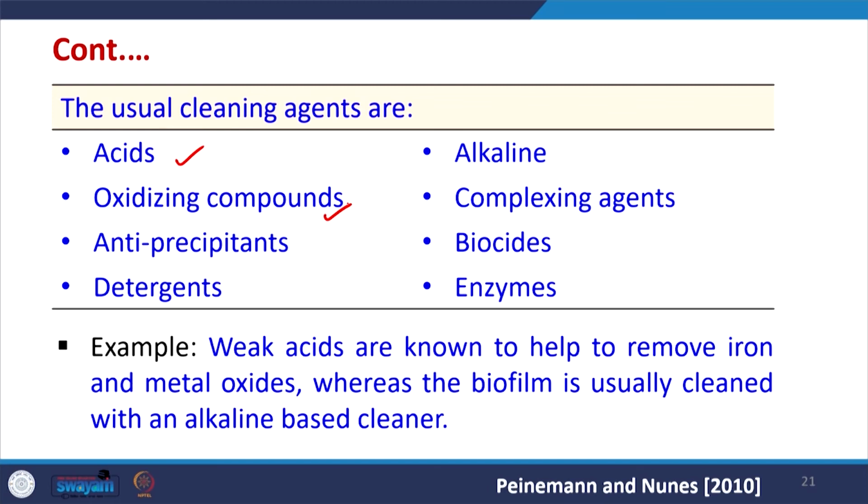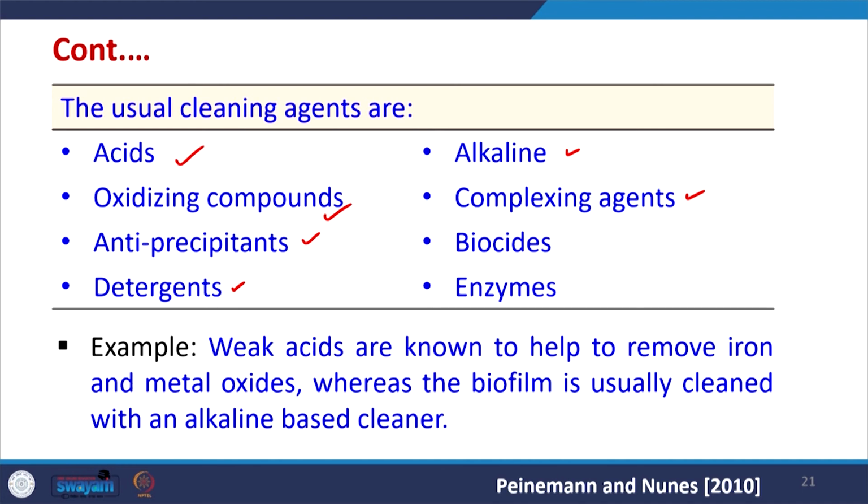There are different types of cleaning agents like acids, oxidizing compounds, then anti-precipitating agents, because precipitation may have happened on the membrane surface. So, we have anti-precipitants, then different types of detergents, some acidic or alkaline materials depending on the foulant, then complexing agents which may form complexes with the foulants so that they are removed away. Some biocides or enzymes are used to avoid the biological fouling which may happen.